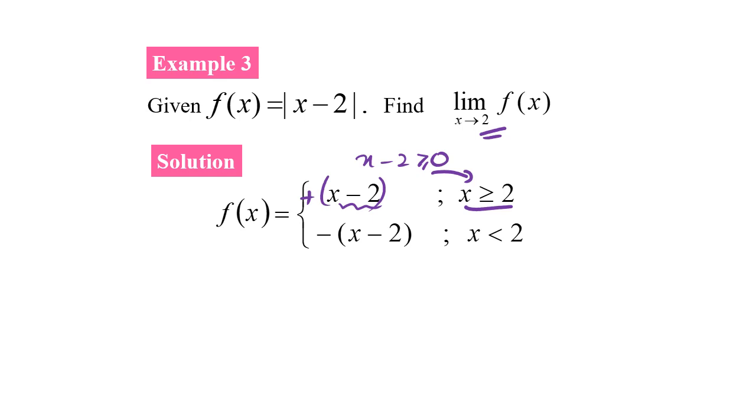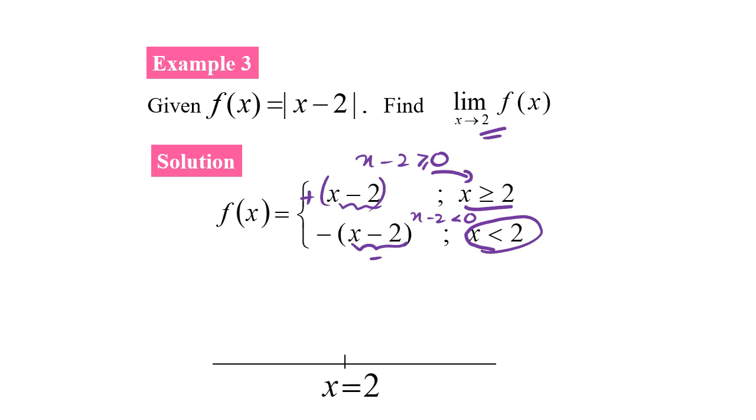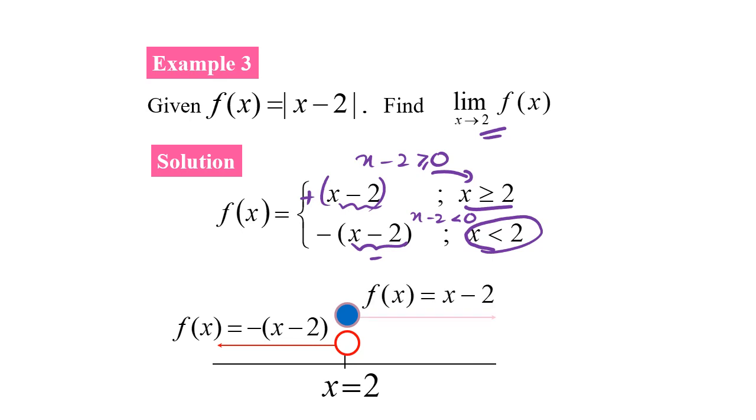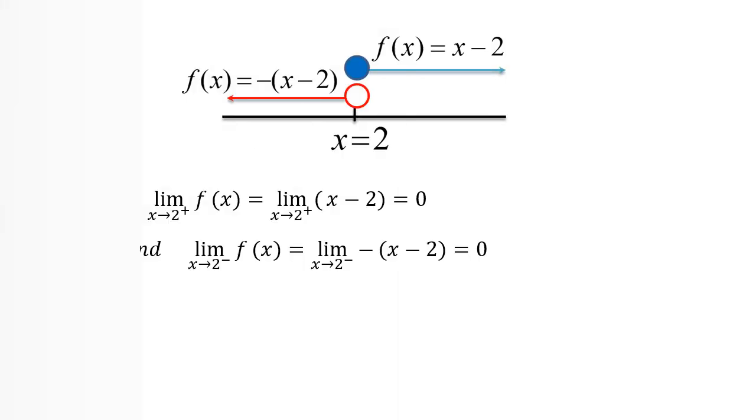And then for the negative of x minus 2, everything inside should be negative, which means that x minus 2 should be less than 0. That's why the domain here is x less than 2. So we have these two functions. We can find the limit from the left side and from the right side. So this is x equal to 2. From the left side, the function is equal to negative of x minus 2, and the right function should be x minus 2 only. So now we just need to substitute accordingly.